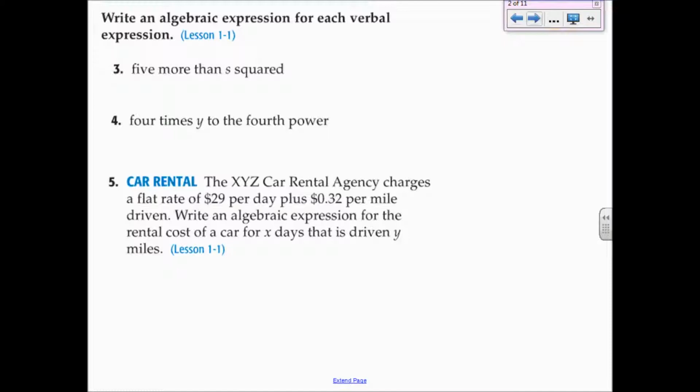In numbers 3 and 4, we're going the other direction, and we're writing the math expressions for the verbal ones given. So we have 5 more than s squared. Whenever I see 5 more or 5 less than, I always put that at the end. So 5 more means that we're adding 5 onto whatever we have. And they've said what we have is s squared.